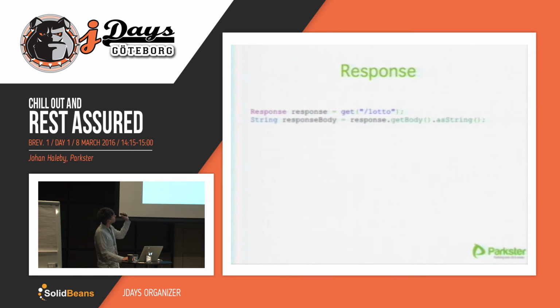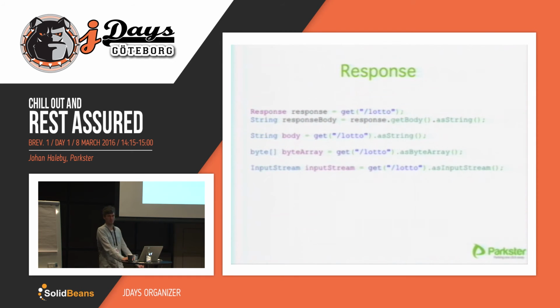But here you can see that this is pretty verbose. This is like 2 lines of code. This goes against everything that REST Assured stands for, more or less. And so there's of course a shortcut for this. So you can do get lotto asString, and it will return the body like this. Or byte array if you prefer, or an input stream. You have to close this input stream yourself, but this can be really useful.